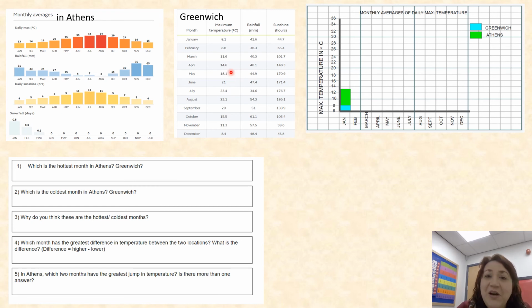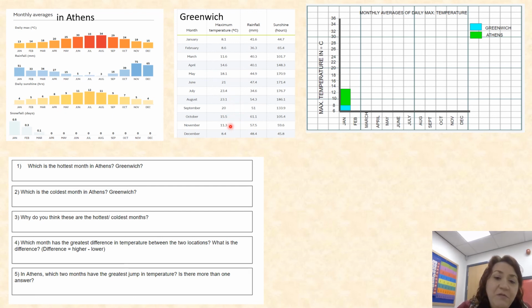14.6, that would round up to 15. 18.1 would round down to 18. Remember, if you're rounding down, you stick to the one you're already on. 21 stays the same. 23.4 rounds down to 23. 23.1 rounds down to 23 again. 20 stays as it is.